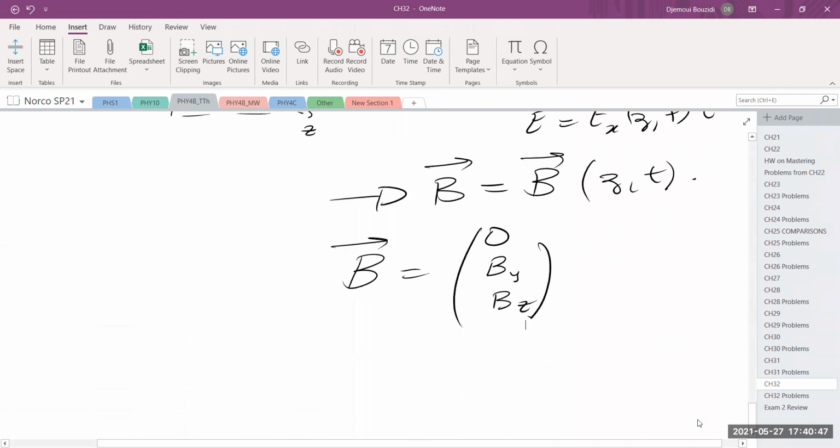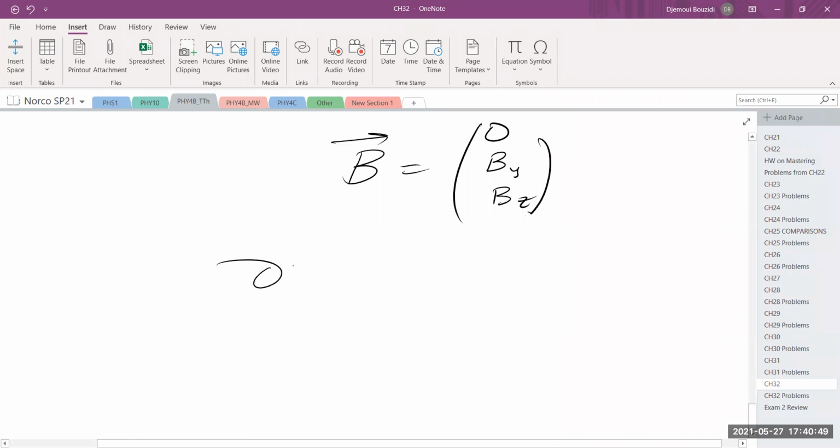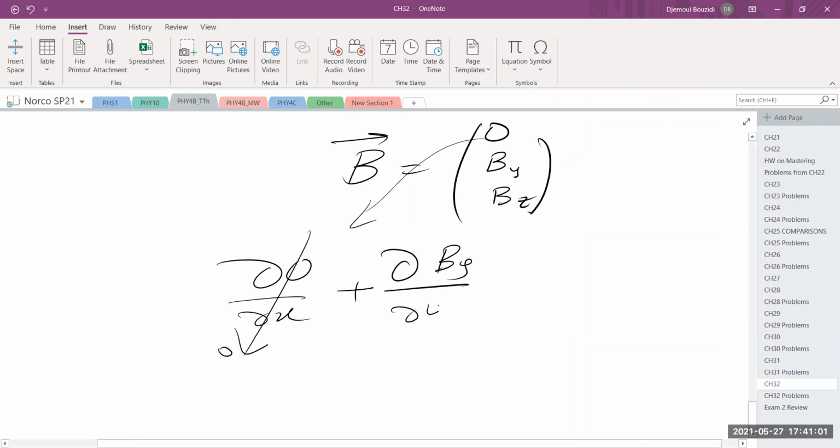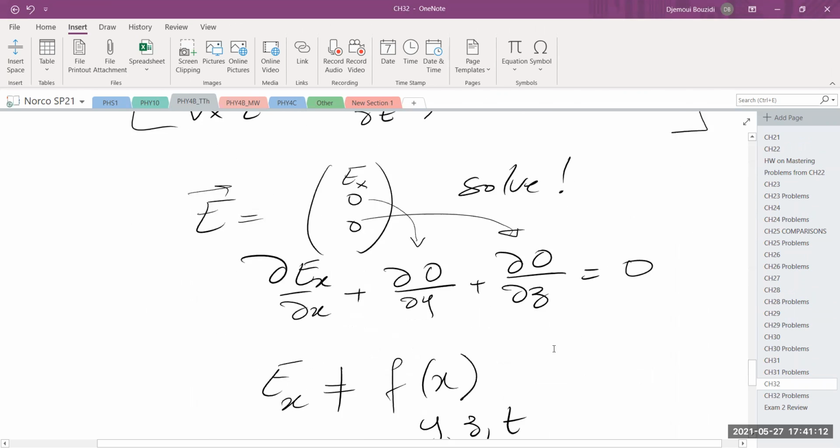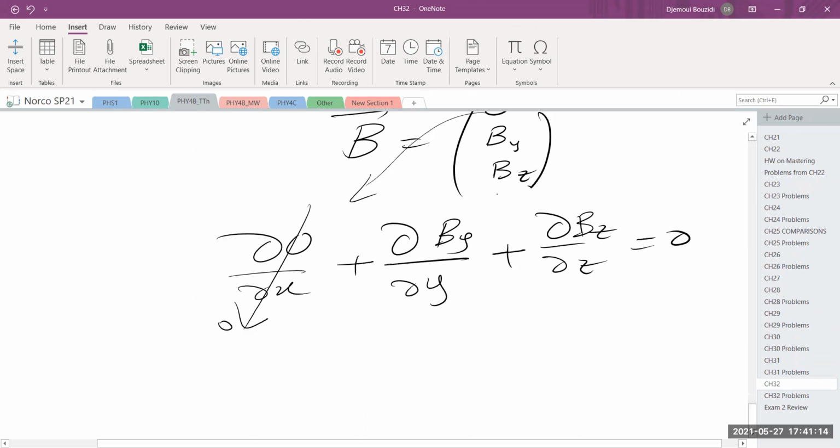Remember, the derivative with respect to x of B, which is 0 anyway, because this does not depend on x, is 0, plus the derivative of By with respect to y, plus the derivative of Bz with respect to z, also is equal to 0, and it's coming from this equation. This is actually the same equation written this way. However, this derivative is 0. Why is it 0? Because this B does not depend on y; the entire B depends on z and t only. So if I take this By with respect to y, that's going to give me 0.